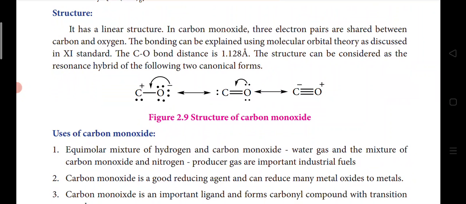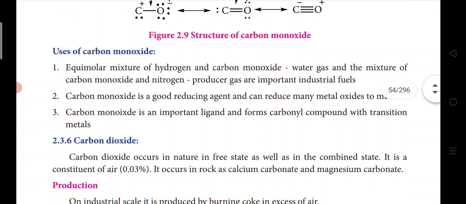The structure can be considered as a resonance hybrid of the following 2 canonical forms. 2 canonical forms means 2 different resonance structures. And the structure is again a book back question. Uses of carbon monoxide: an equimolar mixture of hydrogen and carbon monoxide, that is water gas, and the mixture of carbon monoxide and nitrogen, that is producer gas, are important industrial fuels.